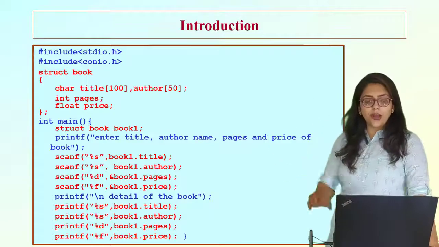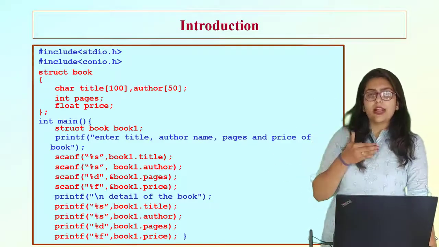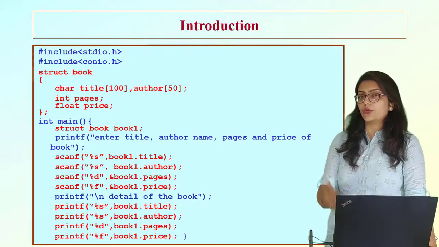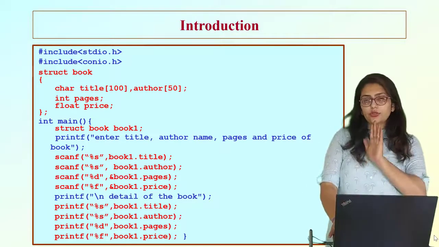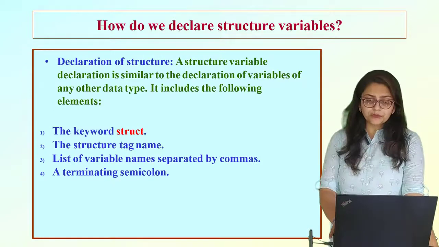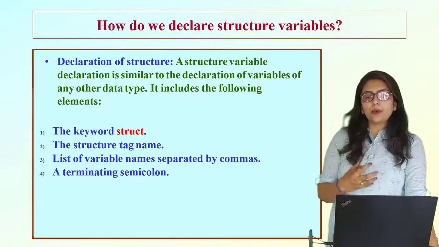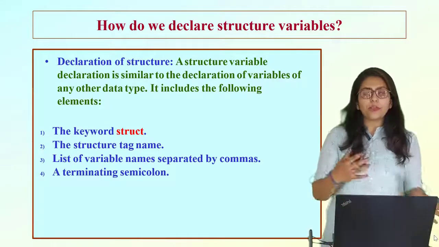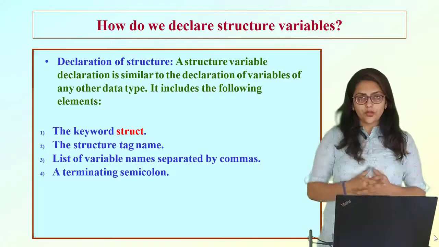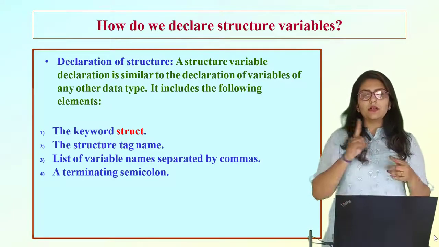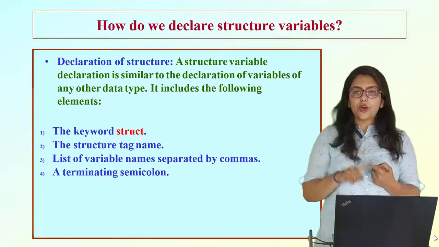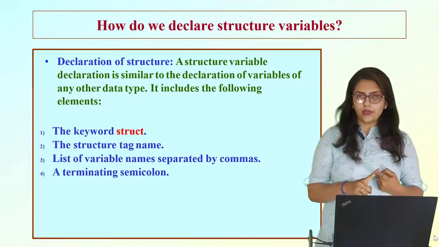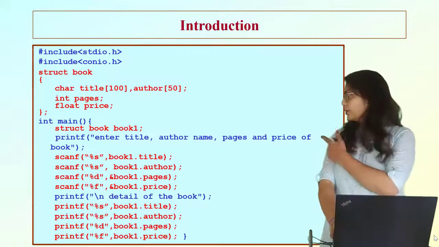This is how you can write the code, this is how you can take values from the user, and this is how you can print those values. We are going to see it, so please be patient. Now, how do we declare structure variables? If you want to declare structure variables, the first thing that is a must is the struct keyword. You have to use the struct keyword, as we have already seen in this code, right?